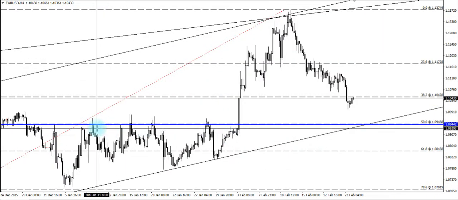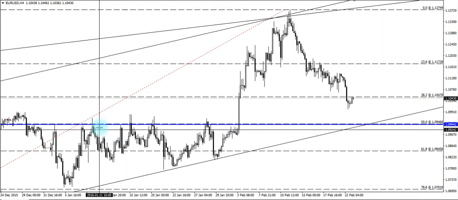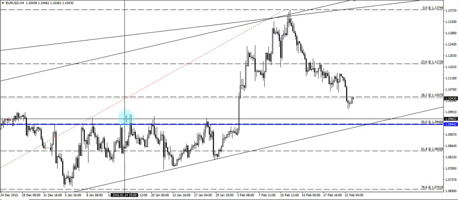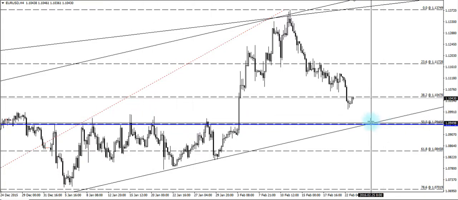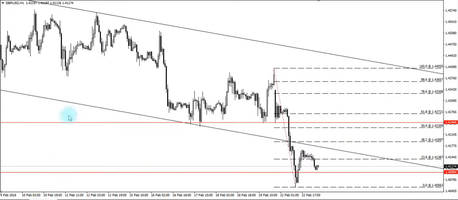Of course, not forget to mention that this level itself can also be seen as a previous key resistance turn support level too. So do take note of this level for the buy opportunity. Alright, so that's for the euro against the US dollar. Next, let's take a look at the pound against the US dollar.